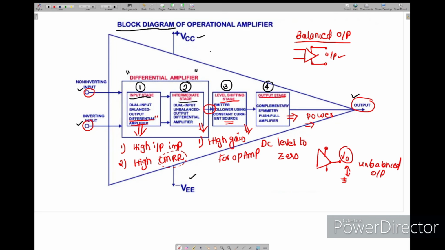This is the full discussion about the block diagram. The main importance of this block diagram is the differential amplifier and what each stage does, and the level shifting and output stage.